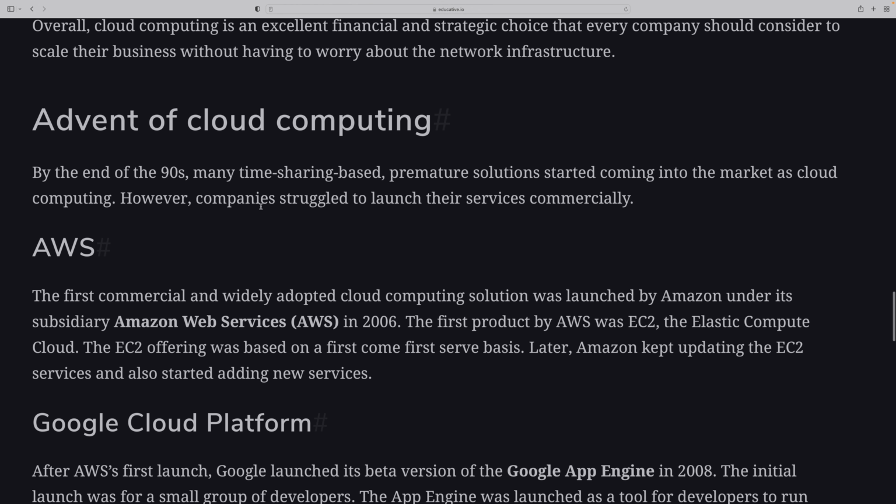Advent of cloud computing. By the end of the 90s, many time-sharing based premature solutions started coming into the market as cloud computing. However, the companies struggled to launch their services commercially.